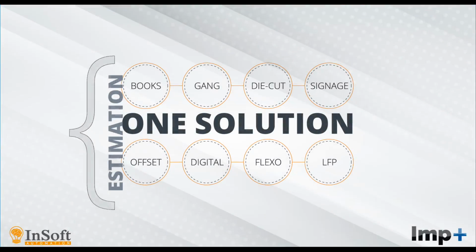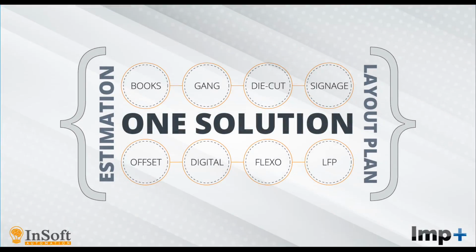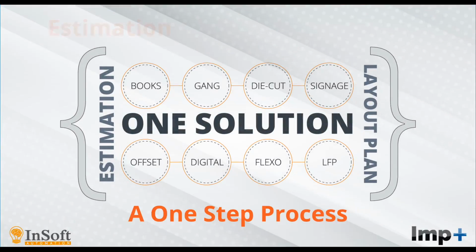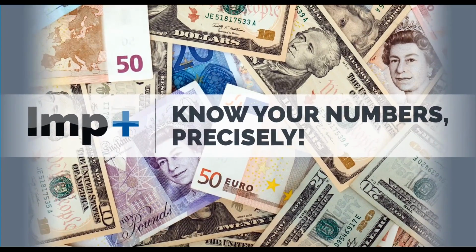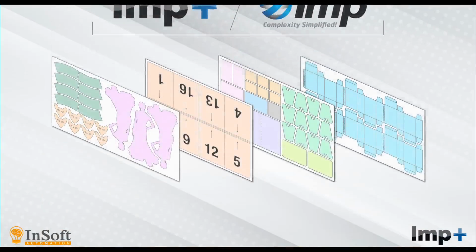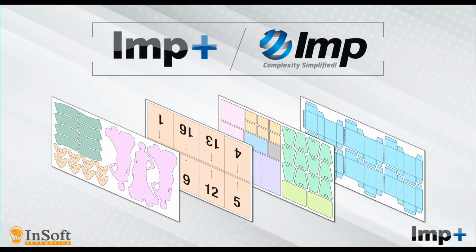For the first time in print industry, estimation and layout planning is a one-step process, allowing you to generate accurate estimates based on precise layouts that will be used in actual production. InSoft brings you a new estimation software, IMP Plus, built on top of our proven layout planning and ganging software IMP.